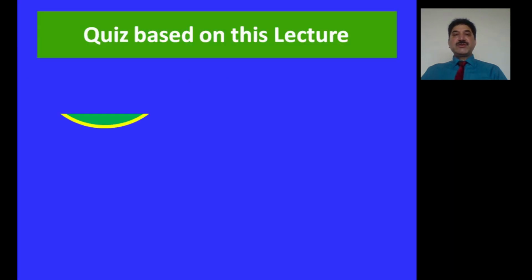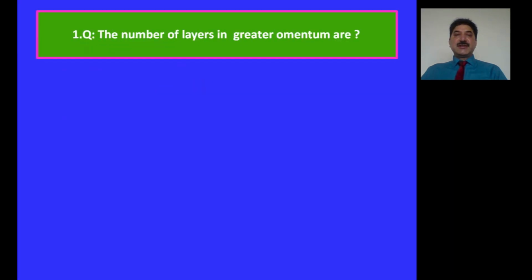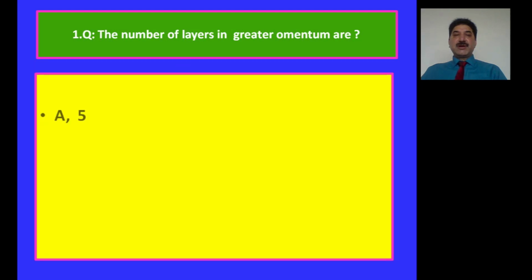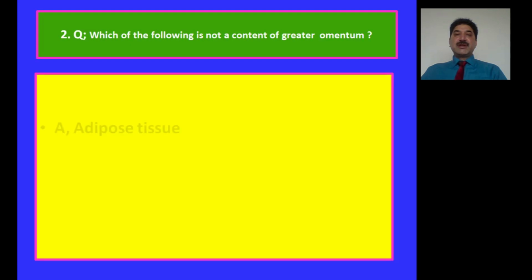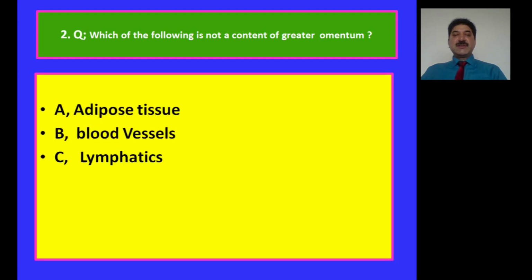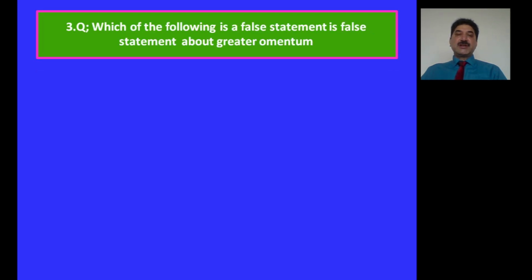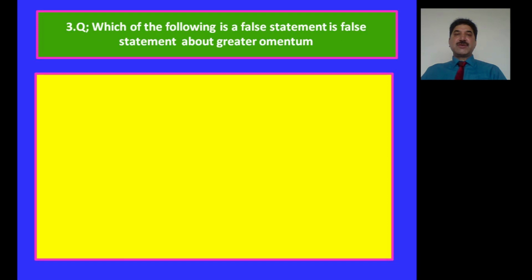Now let us go for a quiz based on this lecture. The number of layers in greater omentum are A. 5, B. 3, C. 2, D. 1. C is the correct option. Which of the following is not a content of the greater omentum? Adipose tissue, blood vessels, lymphatics, somatic nerves. It is autonomic nerves, not the somatic nerves, which are the contents of the greater omentum.